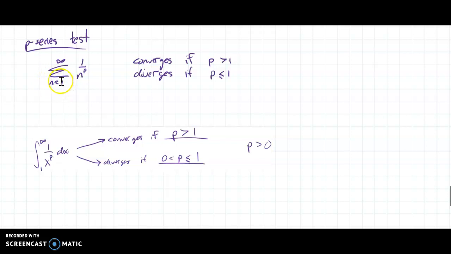Sigma, n equals 1, and remember, this can be anything, as long as it's not 0, because we can't have 0 in the bottom. But n equals 1 to infinity of 1 over n to the p. It will converge if p is greater than 1. For example, 1 over n squared, 1 over n cubed, 1 over n to the 8th. And it will diverge if p is less than or equal to 1. For example, 1 over n to the half, 1 over n to the third, 1 over n, because that would be p equal to 1.